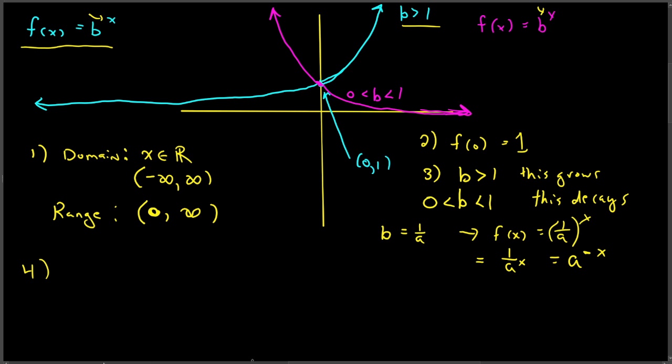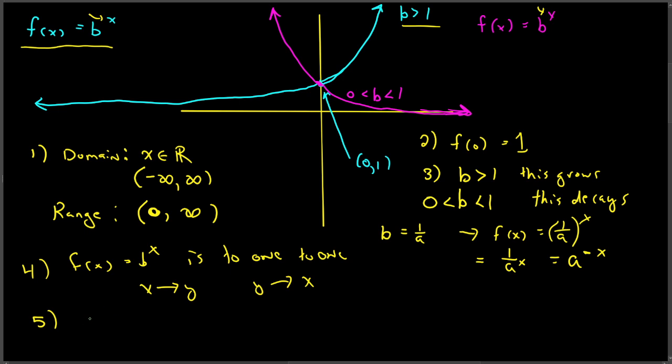Here we go. f of x equals b to the x is 1 to 1. Every x value has one y value, and that y value points back to one x value. There's no duplications of numbers in here.